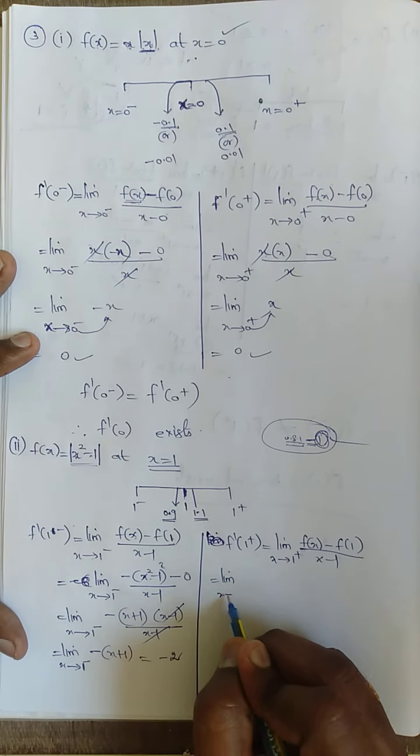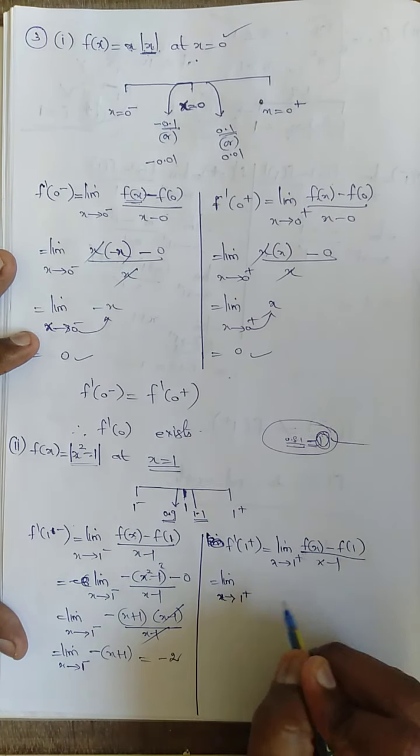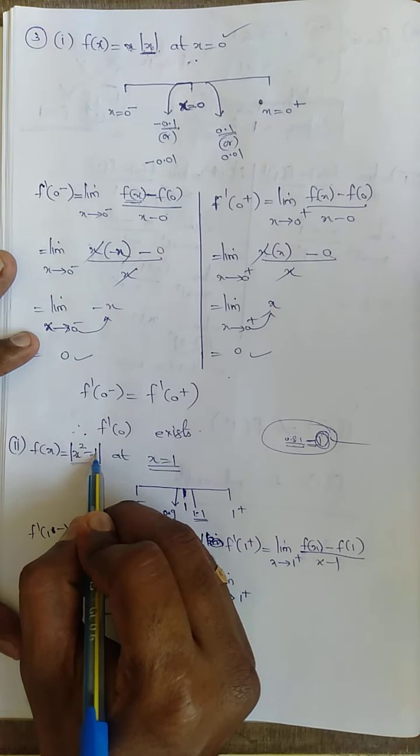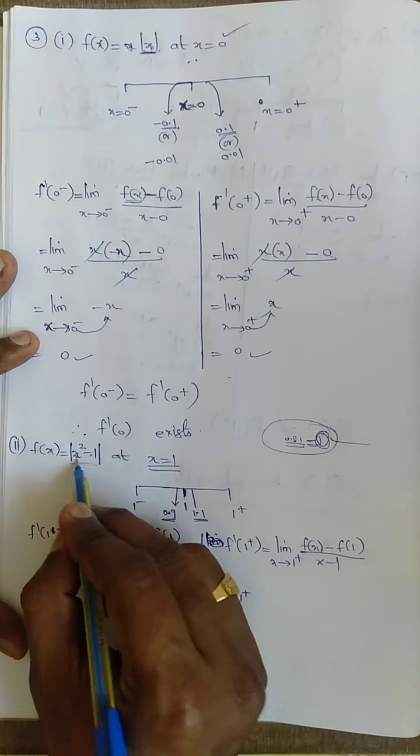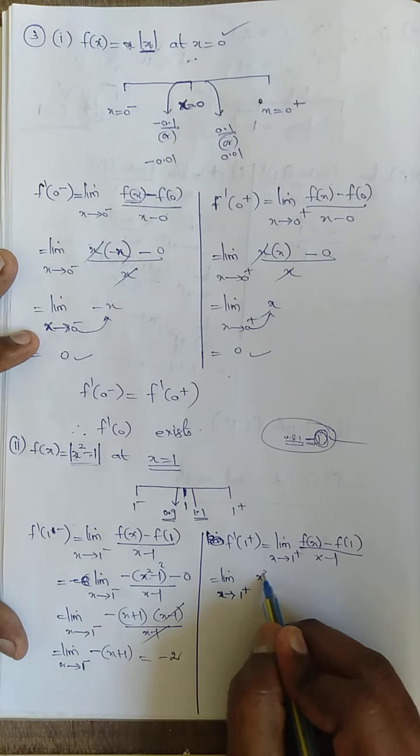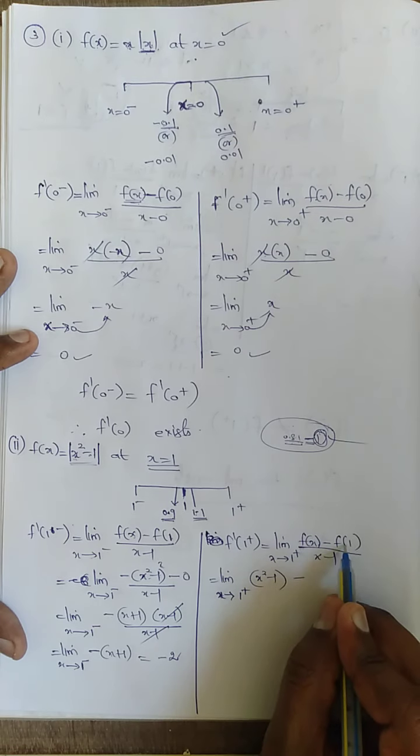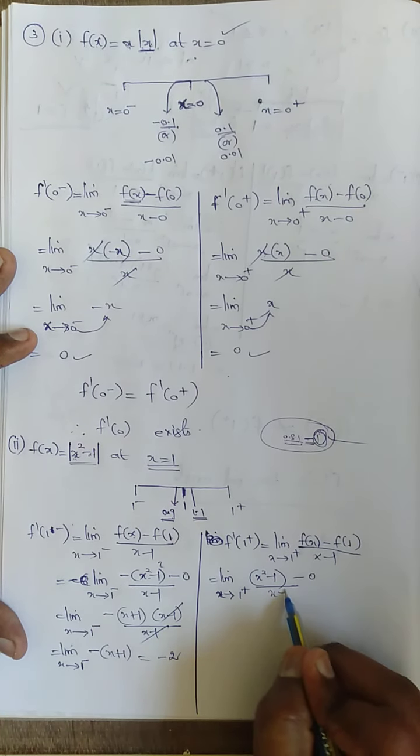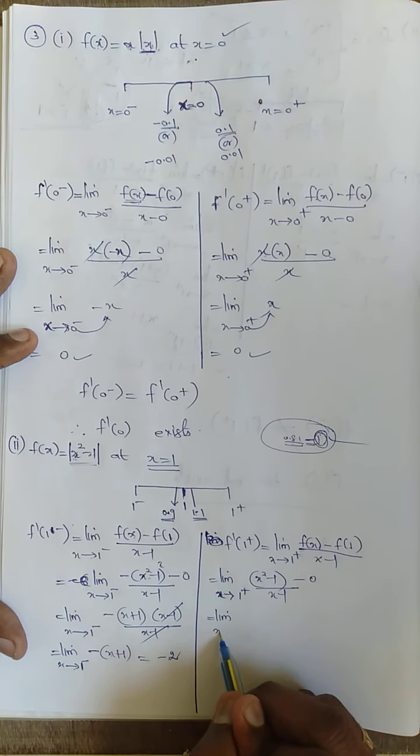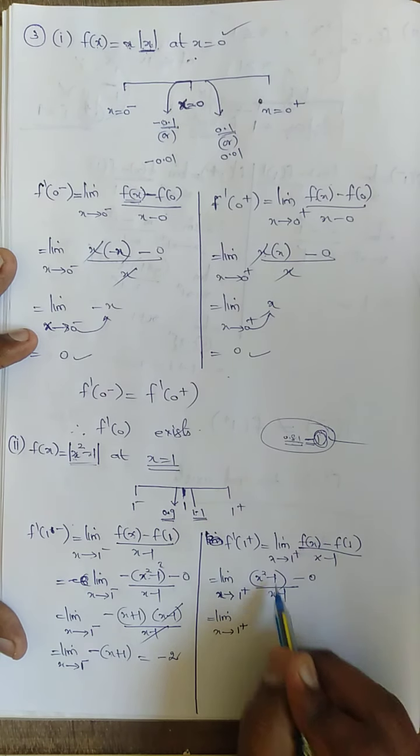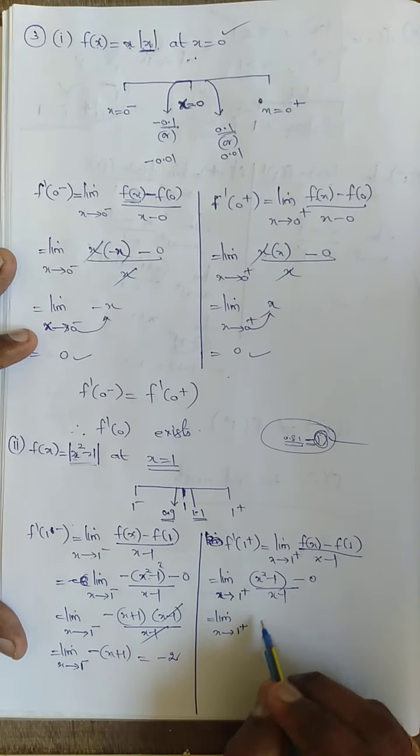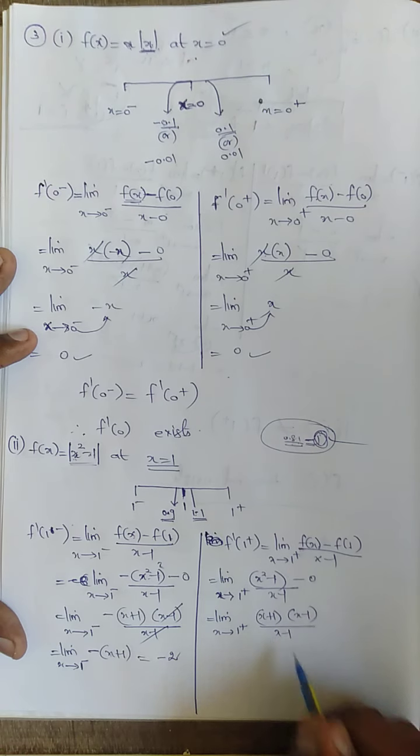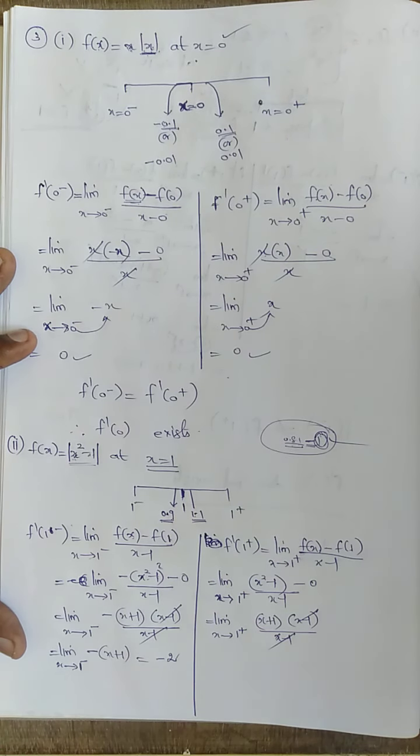Limit x tends to 1 plus f of x. Apply 1.1. 1.1 the whole square minus 1. 1.1 is the bigger value, so it is going to be positive only. So write x square minus 1, in place of x apply 1, 1 minus 1 is 0, divided by x minus 1. Limit x tends to 1 plus, x square minus 1 square. A square minus b square formula, a plus b, a minus b, divided by x minus 1. x minus 1, x minus 1 cancel.